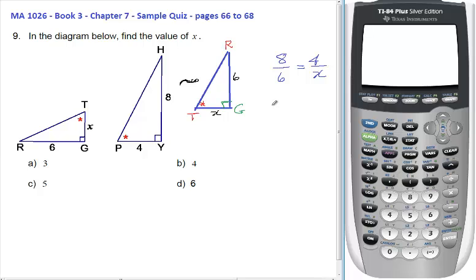Cross multiply. 8 times x is 8x. 4 sixes are 24. And then of course divide each side by 8 to solve for x. And we get x equal to 3. So the answer to this one, number 9, is A. x equals 3.